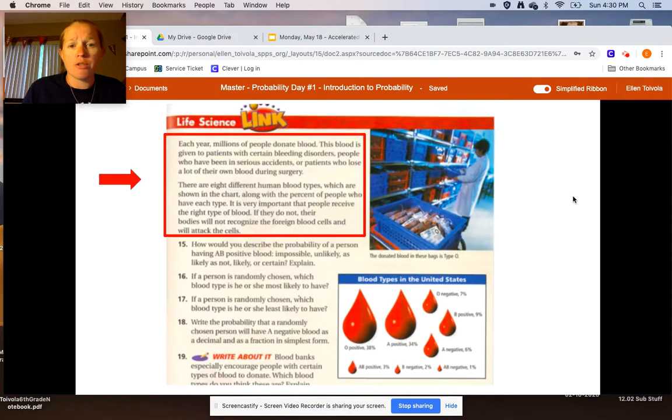All right, there's another page in your PDF. At the very top, it's talking about blood donations, right? There are 8 different human blood types, and that's shown down here in this graphic. This graphic is going to be used for problem 15, 16, 17, and 18. We're not going to do number 19. Make sure you read this top part because it's pretty interesting. I'm going to do number 15 for you, but you will need to do number 16, 17, and 18.